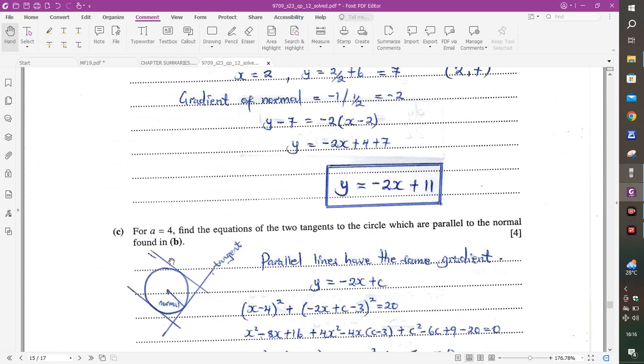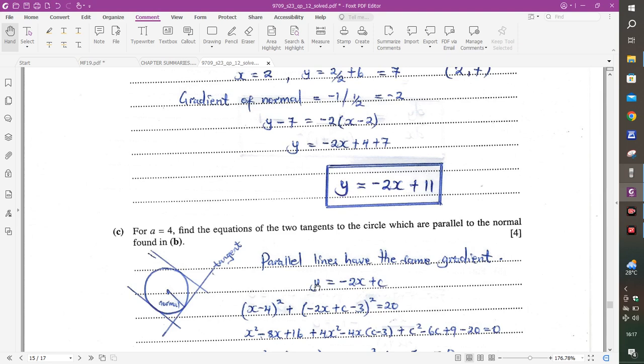So I try to make a sketch here. This one and this one here, they are all parallel to this normal. So parallel lines, we know that they have the same gradient. That means they will have this, y is equal to negative 2x plus c. This is going to be their format. So we need to know their c. So c has to be two values, but we need to find that c.